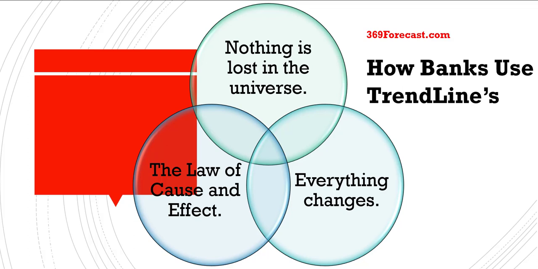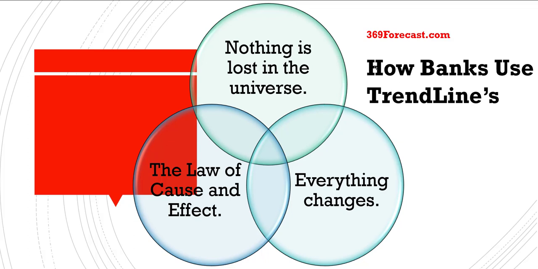Nothing is lost in the universe. We are going to apply the law of cause and effect, which changes the market trend. Everything is in a constant state of vibration. Now we know we are discussing the universal laws. We also are discussing the universal balance points. Now let's see how we can put these two together.